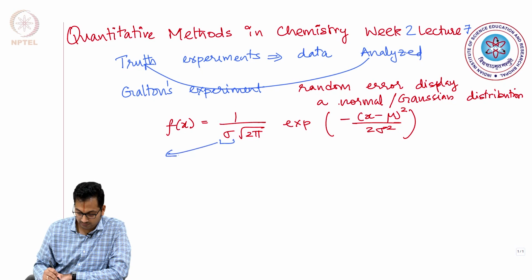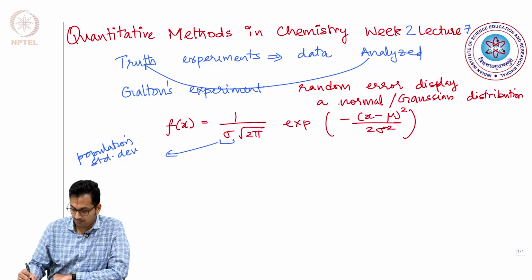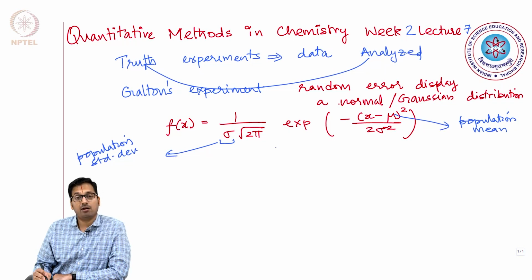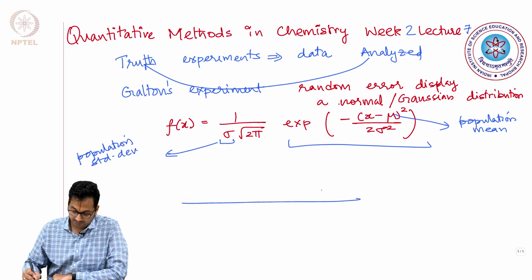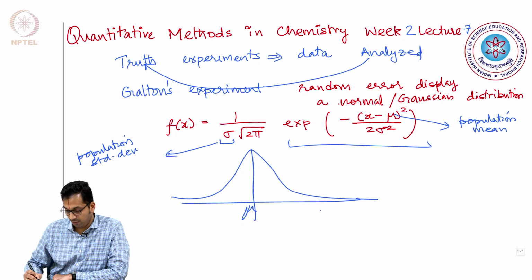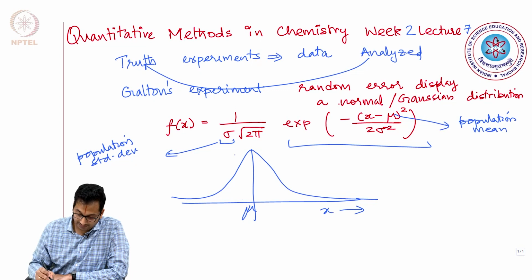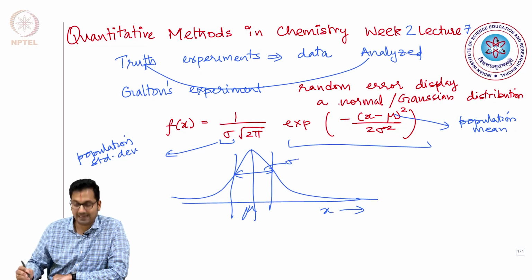where sigma is the population standard deviation, mu is the population mean, and basically this is a normalization constant, and this is the basic distribution. So what this means is that when you are making a measurement, you have a probability of getting your data point within this distribution, and that is indicated by the standard deviation that comes in.